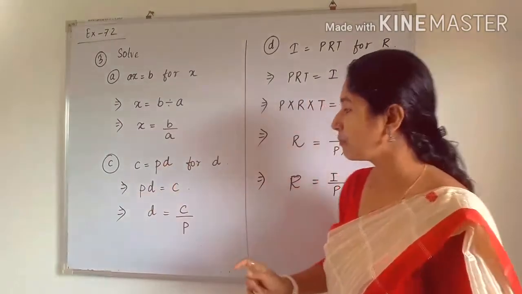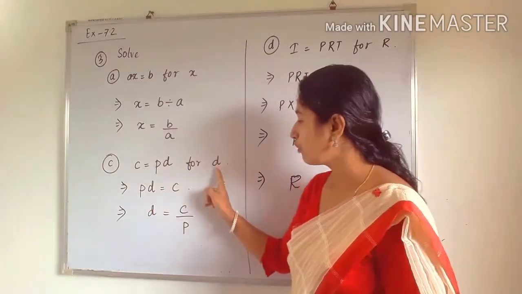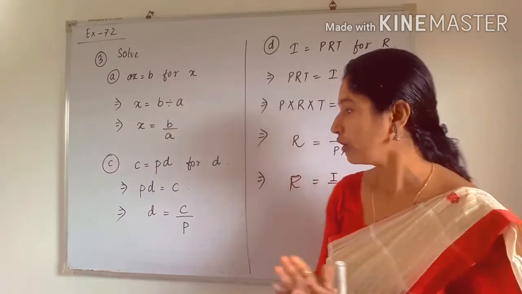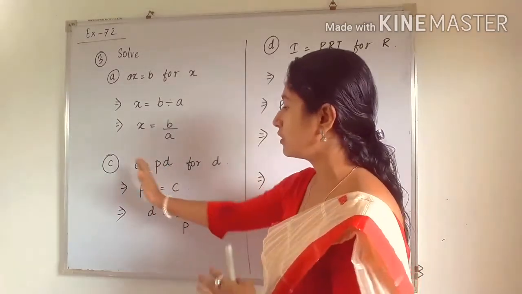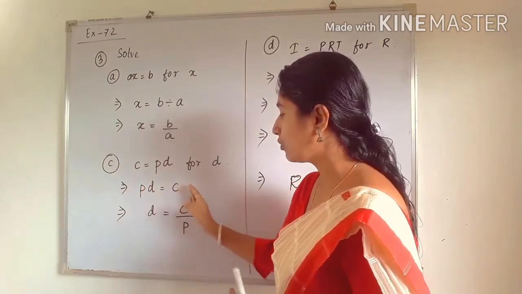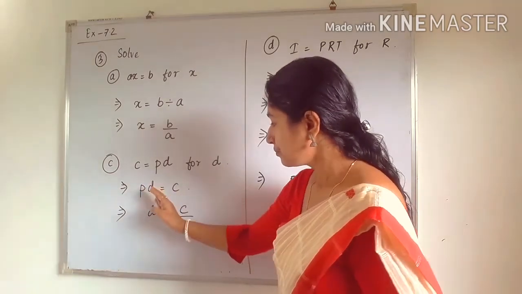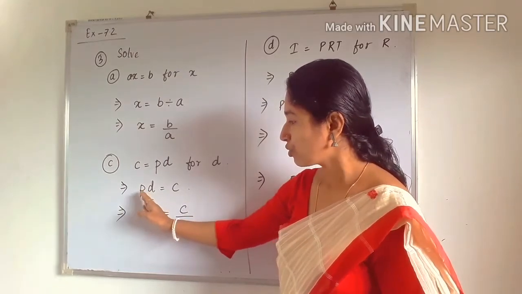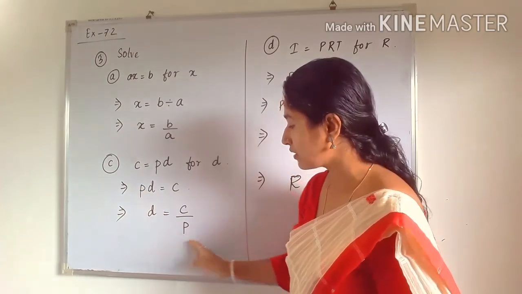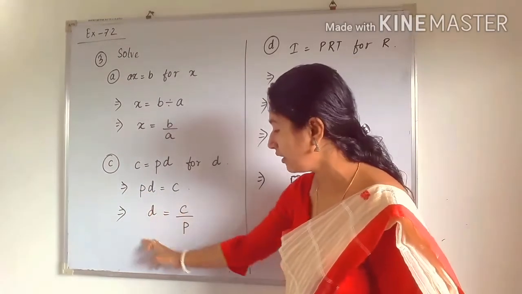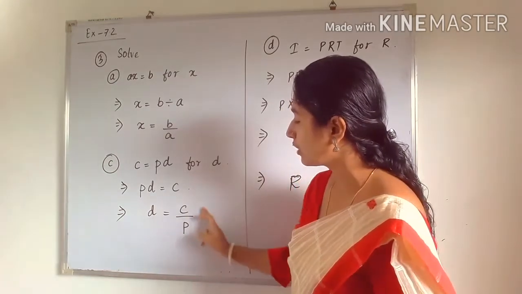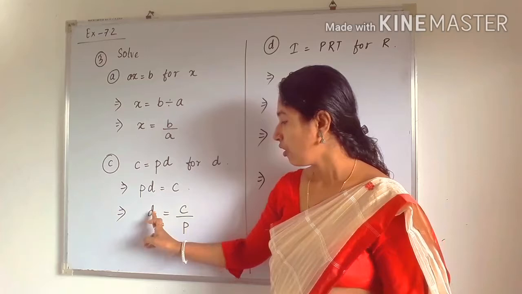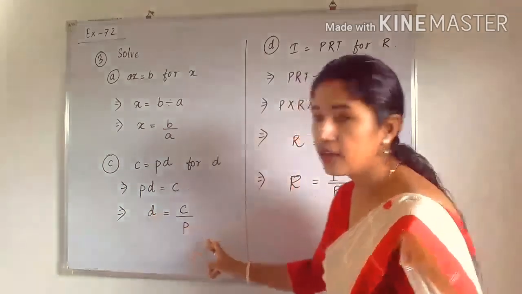Similarly, in case of number C, we have to find the value of d. So that part we have to keep in left hand side. Okay, so we will interchange the left hand side with right hand side. So pd is equal to c. So here the value of d, see, p is multiplied with d. So when we transfer p to that side, it will get divided. So I have written directly. Now you know how to do it. Okay, so we can also write directly like this, c by p. So the solution, or you can say the value of d is c by p.